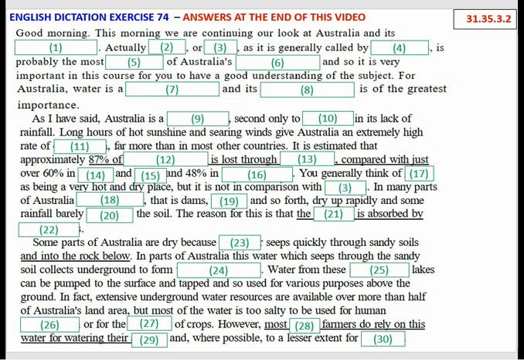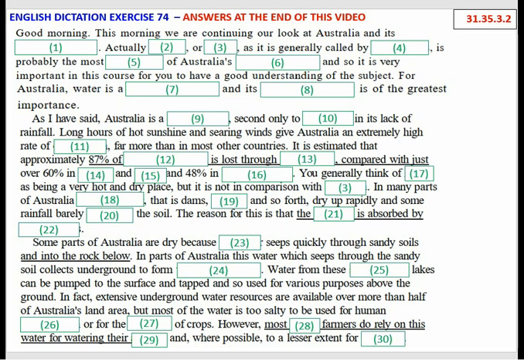As I've said, Australia is a dry continent, second only to Antarctica in its lack of rainfall. Long hours of hot sunshine and searing winds give Australia an extremely high rate of evaporation, far more than in most other countries. It's estimated that approximately 87% of Australia's rainfall is lost through evaporation, compared with just over 60% in Europe and Africa, and 48% in North America. You generally think of Africa as being a very hot and dry place, but it's not, in comparison with Australia.